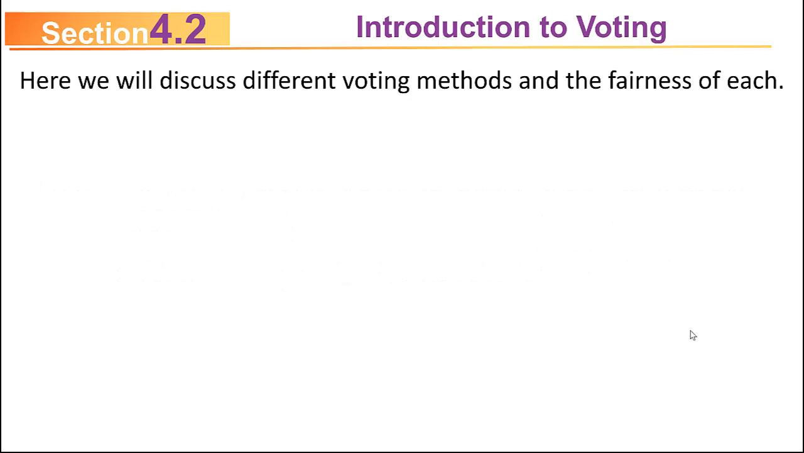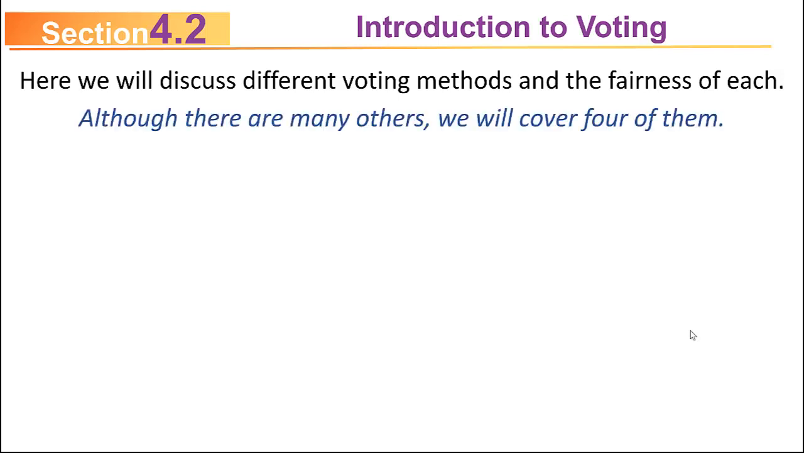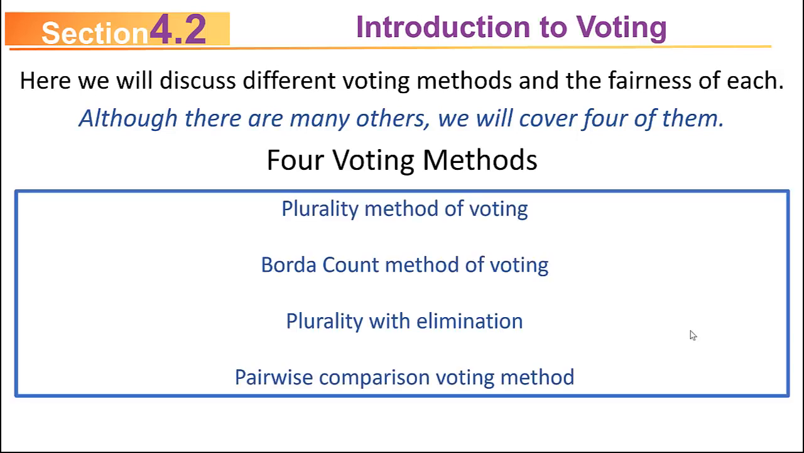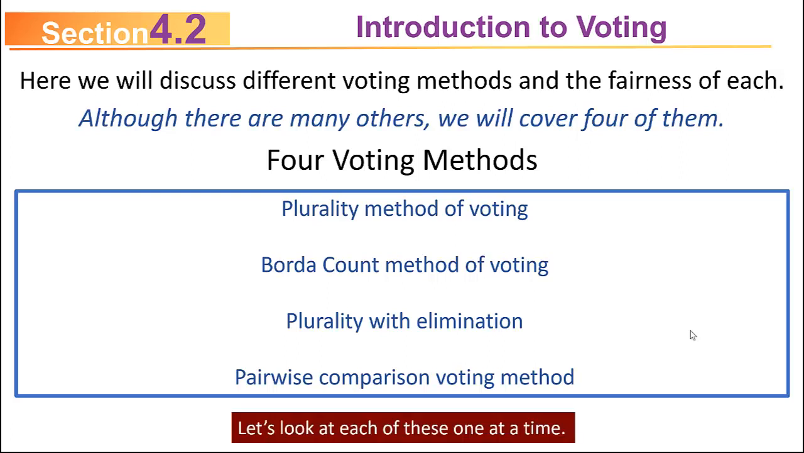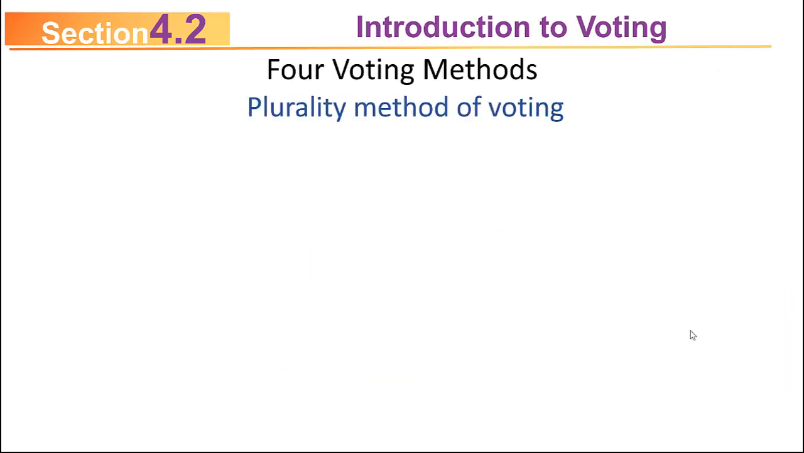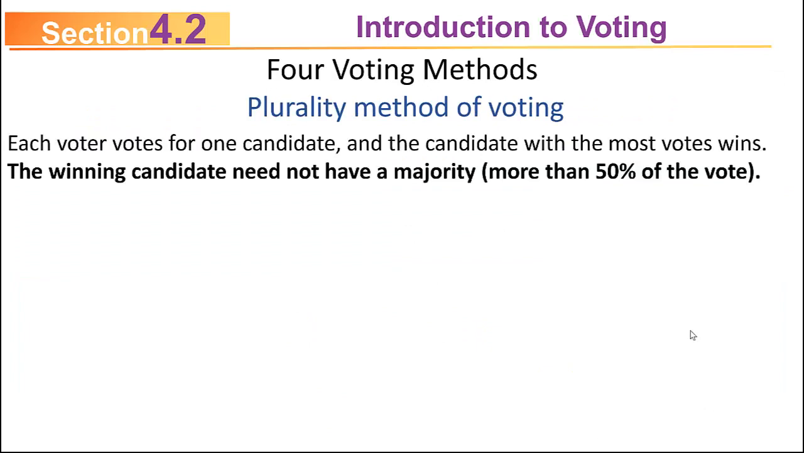Here we're going to discuss different voting methods and the fairness of each. Although there are many others, we'll just cover 4. The 4 voting methods we'll cover are plurality, Borda count, plurality with elimination, and pairwise comparisons. Let's look at each one of these one at a time, starting with the plurality method. In the plurality method, each voter votes for one candidate, and the candidate with the most votes wins.